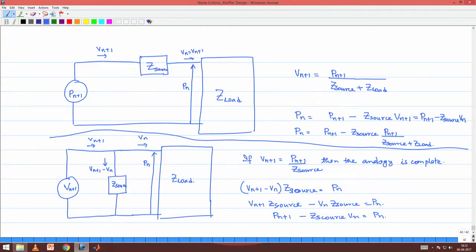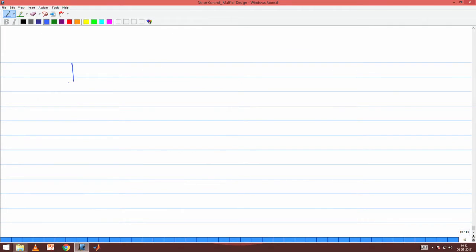So, the point is this, that if this condition V n plus 1 equals P n plus 1 divided by Z source is invoked, then we get to see that the current, by applying the circuit laws in this second circuit, we are getting the same equation. These two equations are identical, right, which means that the two circuits are completely equivalent. So, therefore, the velocity modeling of the source in our electromechanical system would read in this following form.